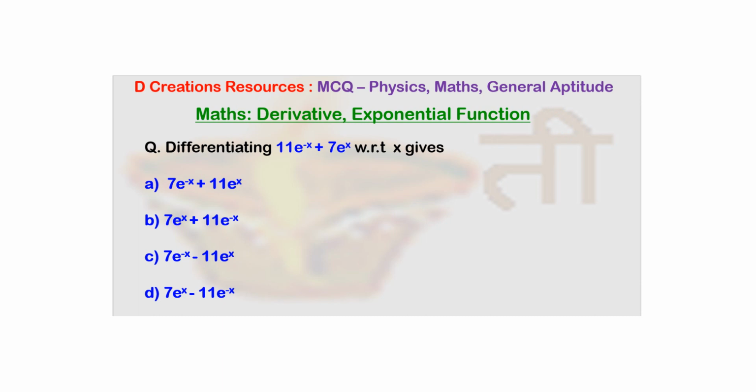So the question is: differentiating the function 11 e raised to minus x plus 7 e raised to x with respect to x gives. And the options: option A is 7 e raised to minus x plus 11 e raised to x. Option B is 7 e raised to x plus 11 e raised to minus x. Option C is 7 e raised to minus x minus 11 e raised to x. And option D is 7 e raised to x minus 11 e raised to minus x.